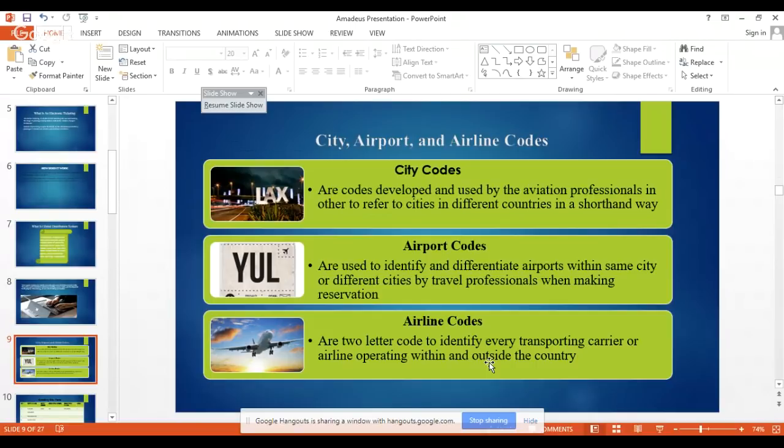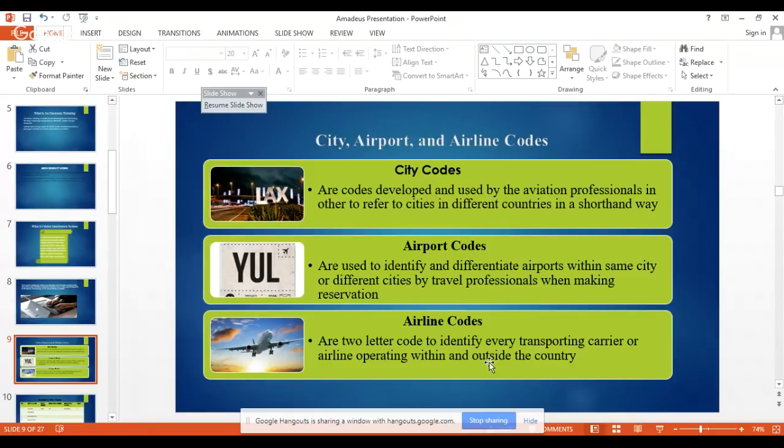Now let's go to city codes, airport codes, and airline codes. City codes are codes developed and used by aviation professionals to refer to cities in different countries in a shorthand way. If you're booking a ticket, you communicate with the airline with a 3-letter city code. You don't have to write it in full, though there are some ways you decode it if you don't know the 3-letter city code for each city, but we're still coming to that. So there are 3-letter city codes.